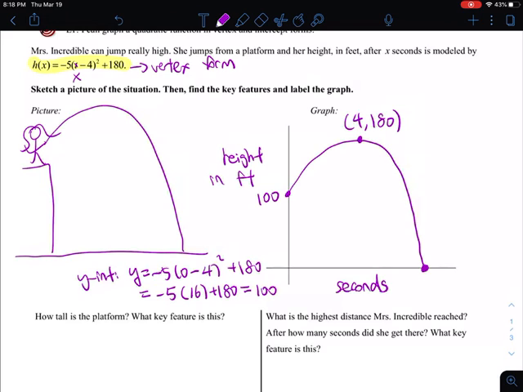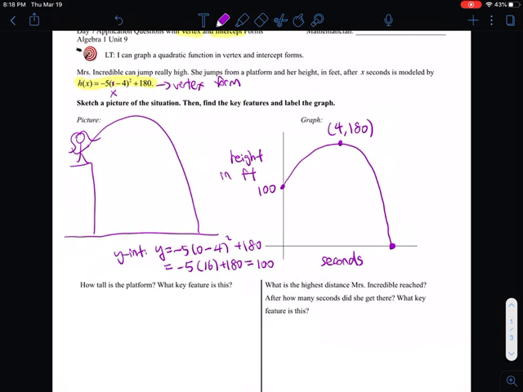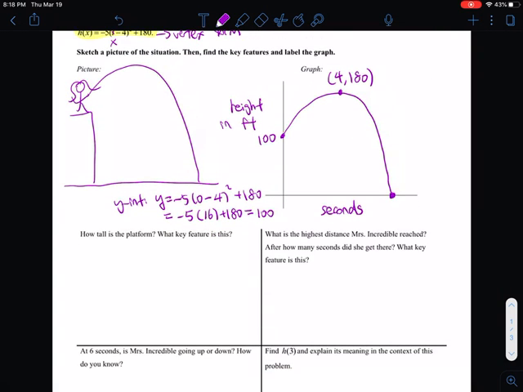And I should also find the x-intercept. But since this is in vertex form, we actually don't know where the x-intercept is. So we can just skip that for now. Let's go down here and look at the questions.